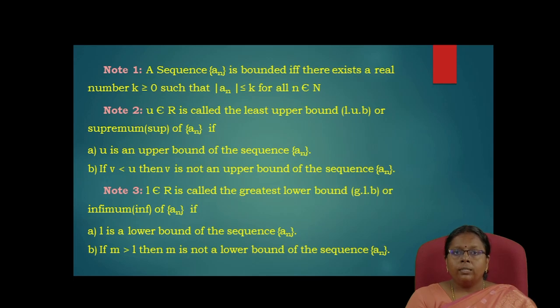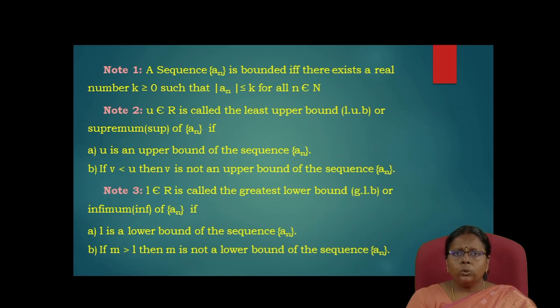These are some remarks related to the definition of bounded sequence. A sequence is said to be bounded if and only if there exists a real number k such that modulus of a_n is less than or equal to k for all n. We also define the least upper bound. For that we consider all the upper bounds, and from those we take the least one, which is called the least upper bound of the sequence, denoted by LUB.